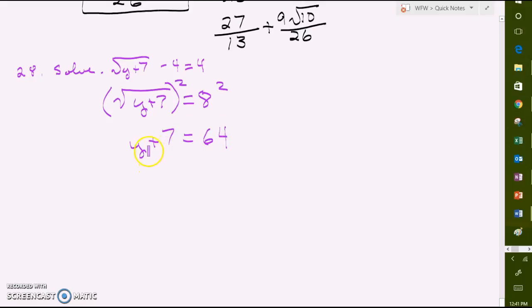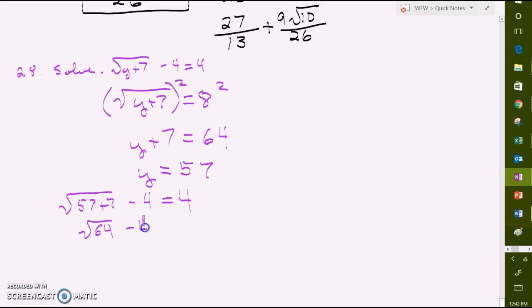And then we can subtract 7 from both sides. 64 minus 7 is 57. And we can check that by putting it into our original equation. The square root of 57 plus 7, minus 4 should equal 4. Square root of 64 minus 4 should equal 4. And 8 minus 4 does equal 4, so it checks out.